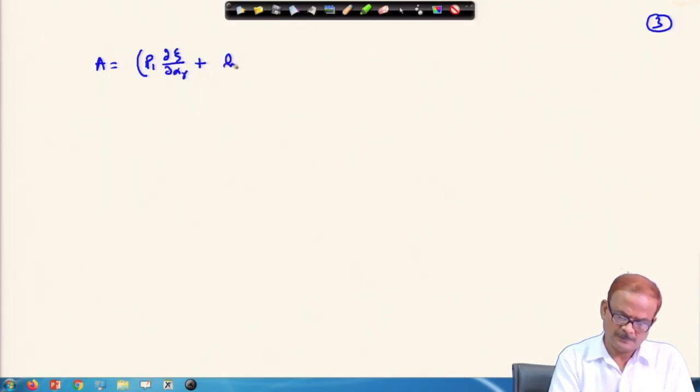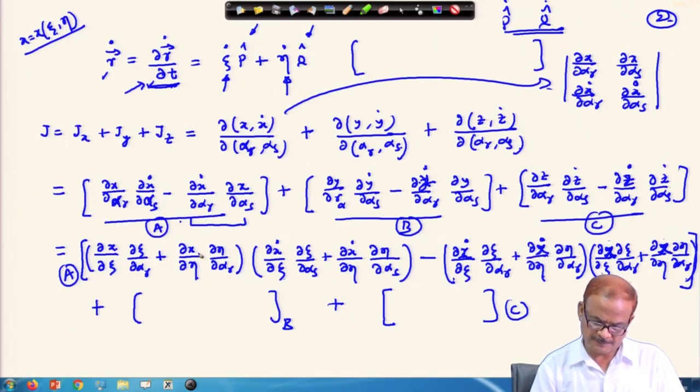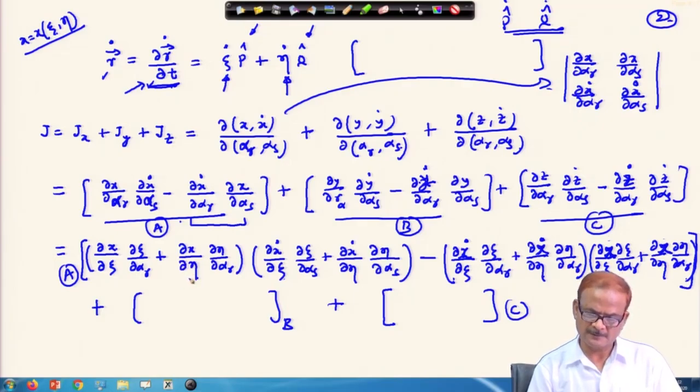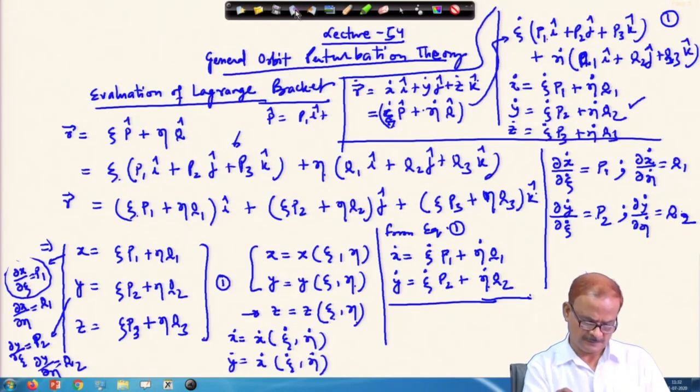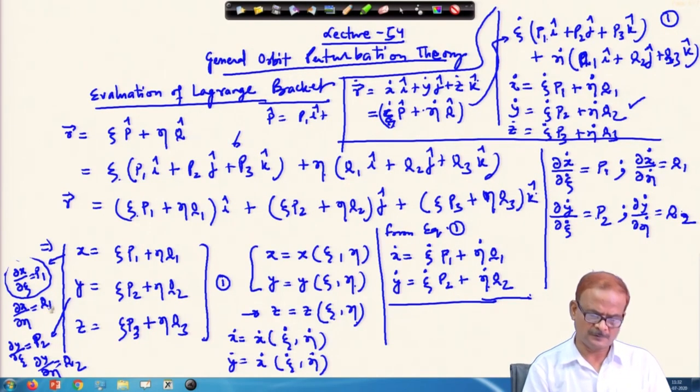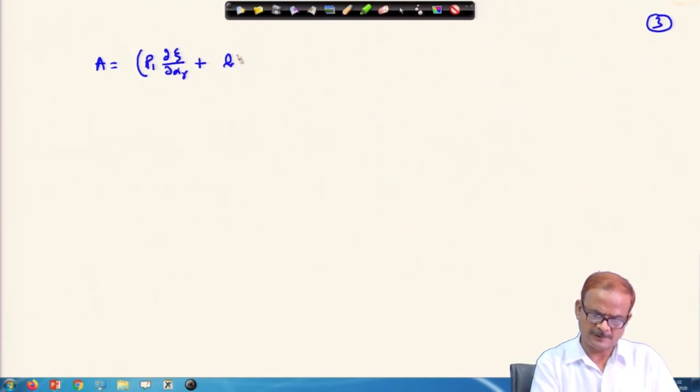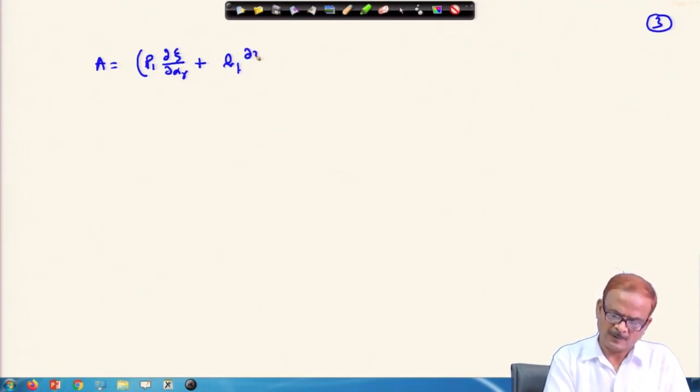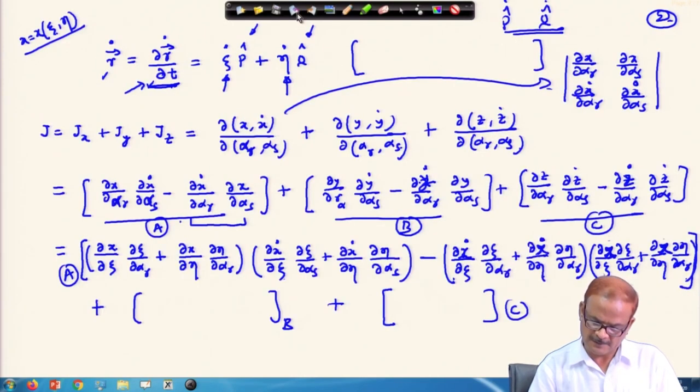plus the second quantity, dou x by dou eta. Dou x by dou eta is q1. So therefore we write here q1, and this becomes dou eta divided by dou alpha r. So this way we can complete this part A. Dou x dot by dou xi, we have already seen that it is the same thing, the P1.